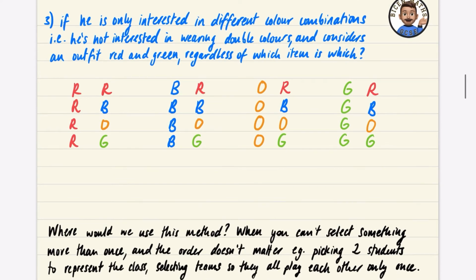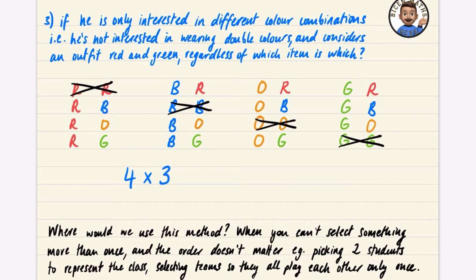And then our third one is if he is only interested in different colour combinations, i.e. he's not interested in wearing double colours and considers an outfit red and green regardless of which item is which. Okay, well, he's definitely not interested in the same ones as before, as this red, red, blue, blue, orange, orange, and green, green. And we remembered from before that he had 4 things to choose from for the shirts. That would then leave him with only 3 choices for the shorts, because one of those choices couldn't be used because it would do a duplicate colour.